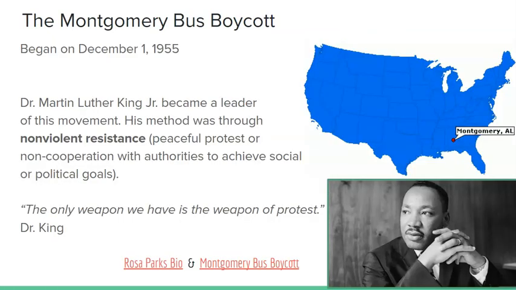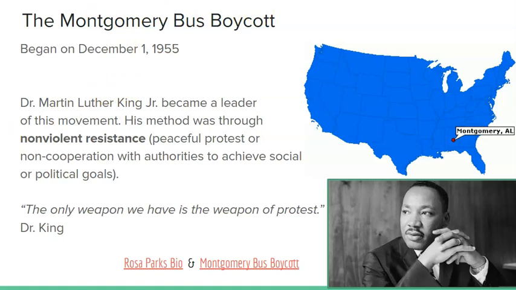Now we're going to go on to 1955. And we're going to see Dr. Martin Luther King Jr. begin to get involved in protests. He says that the only weapon we have is the weapon of protest. And so, he begins what is known as the Montgomery Bus boycott.